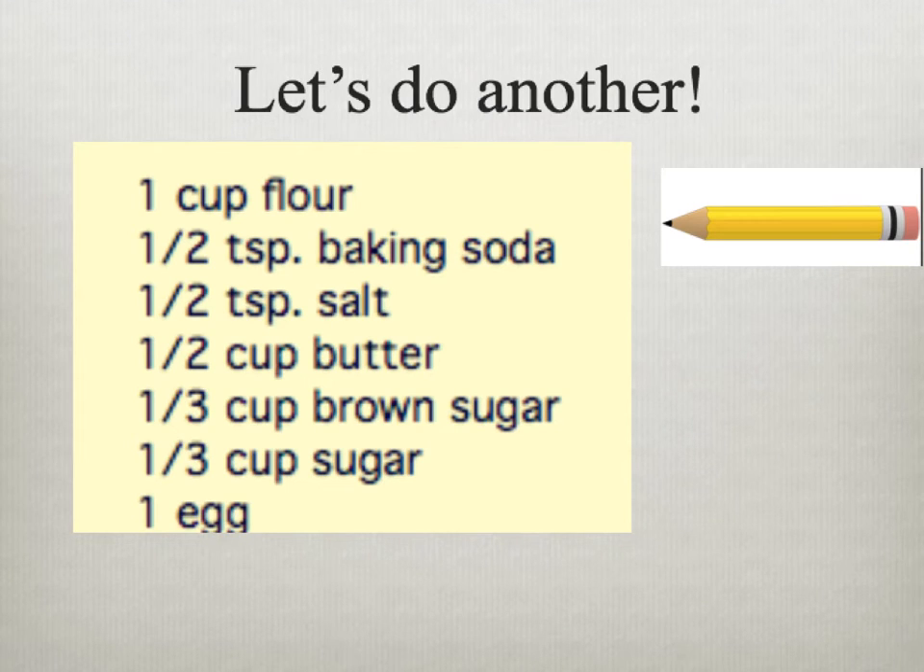So let's do another. Write down this recipe for a cookie mix. This is 1 cup of flour, 1/2 a teaspoon of baking soda, 1/2 of a teaspoon of salt, 1/2 of a cup of butter, 1/3 of a cup of brown sugar, 1/3 of a cup of regular sugar, and 1 egg.